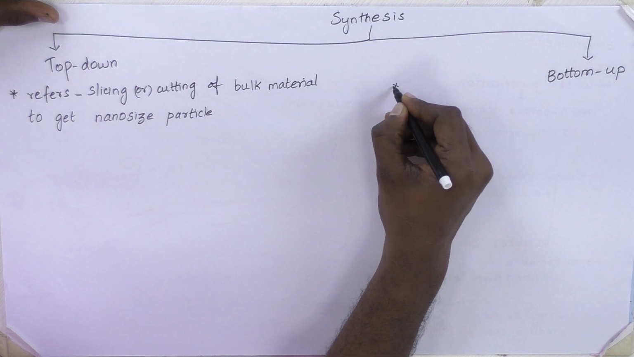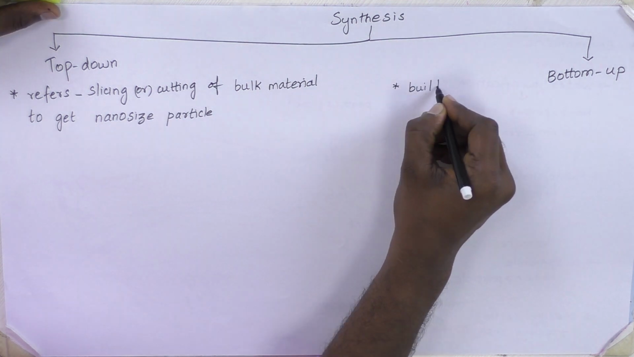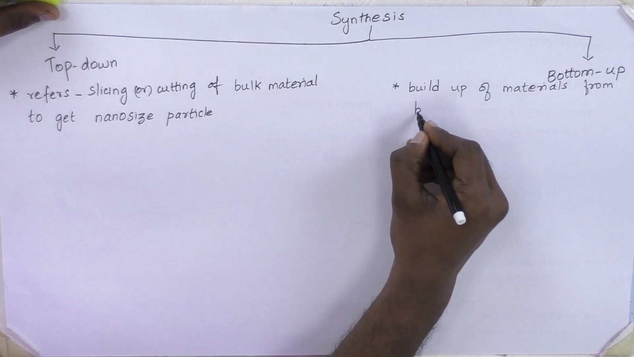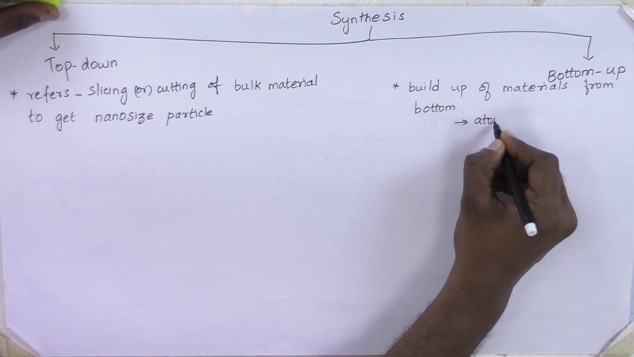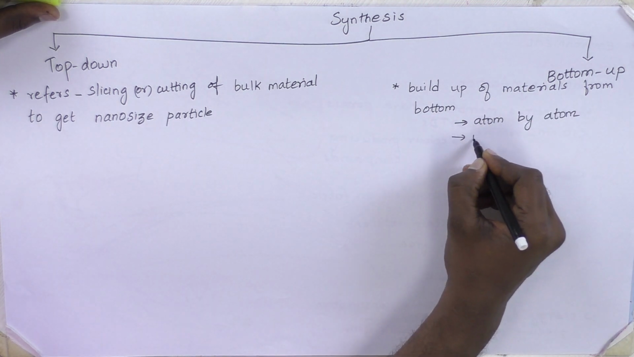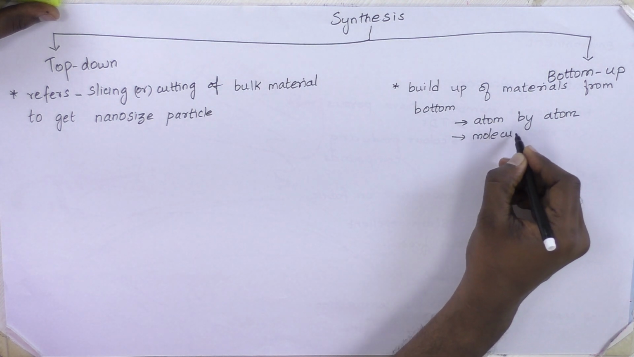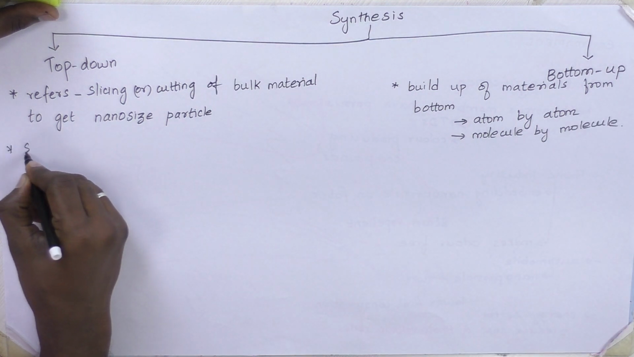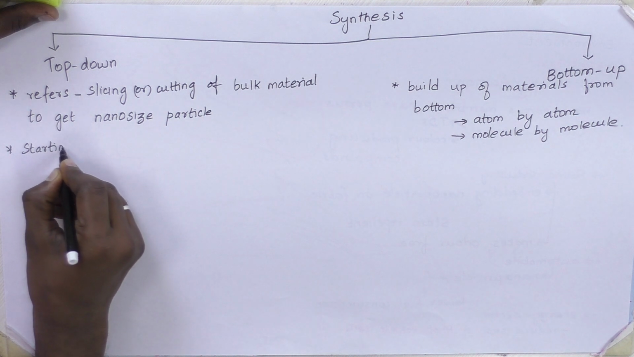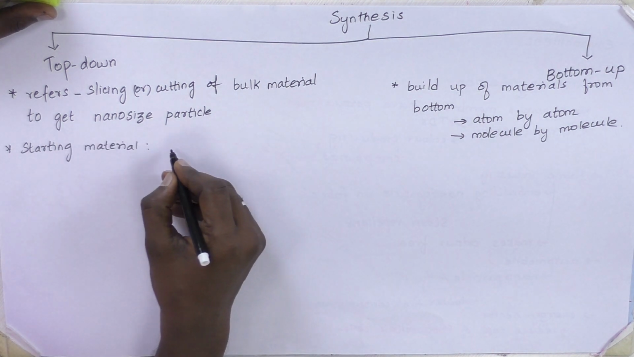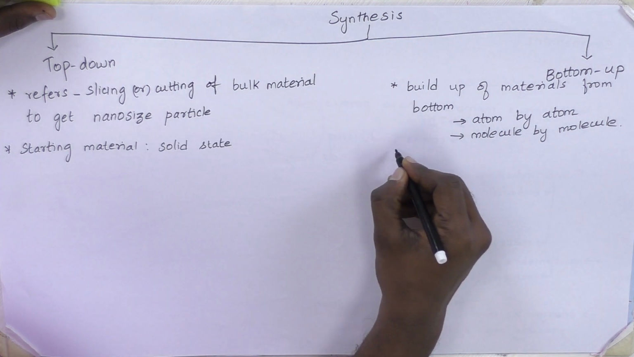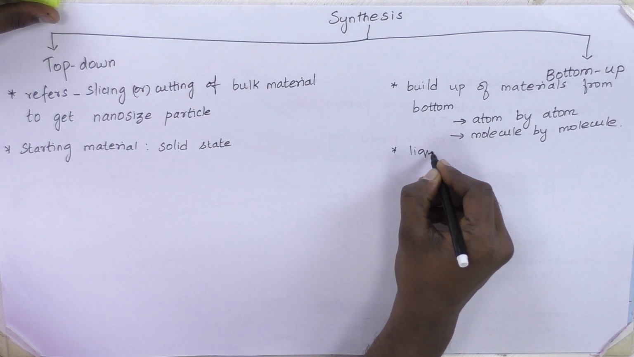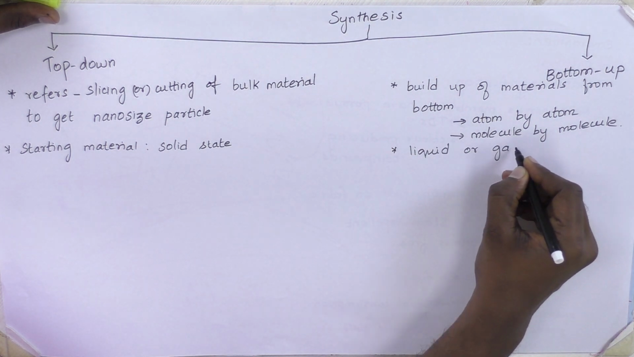In the case of the bottom-up approach, it refers to building up of materials from the bottom, atom by atom, molecule by molecule. In the top-down approach the starting material should be in solid state. In the bottom-up approach the starting material shall be either in liquid or gaseous state.